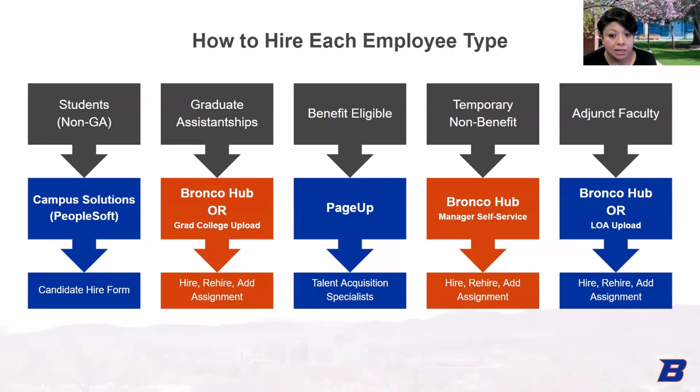Benefit eligible employees are hired through PageUp. And if you have any questions about hiring a benefit eligible employee, please contact your talent acquisition specialist. Temporary non-benefit eligible employees are hired through Bronco Hub, Manager Self-Service, and you will use the hire, rehire, or add assignment actions. Adjunct faculty can be hired directly into Bronco Hub or use the LOA upload. If you hired them directly into Bronco Hub, please use the hire, rehire, or add assignment actions.